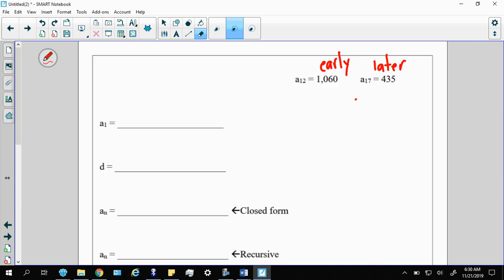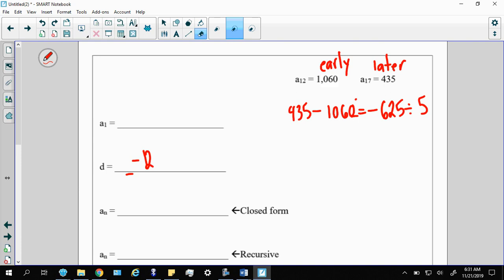All right, so notice the later term is actually smaller than the earlier term. We haven't had one of these before. All right, so the later term ended up being 435 minus 1060. So we just have a negative number, which is okay. So the negative number ends up being negative 625. And I'm going to divide that by my jumps, which is 5. So my difference ends up being negative 125.